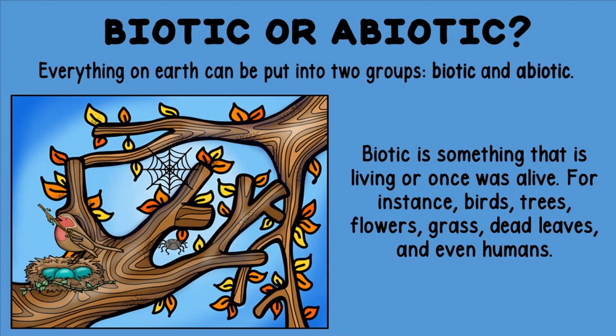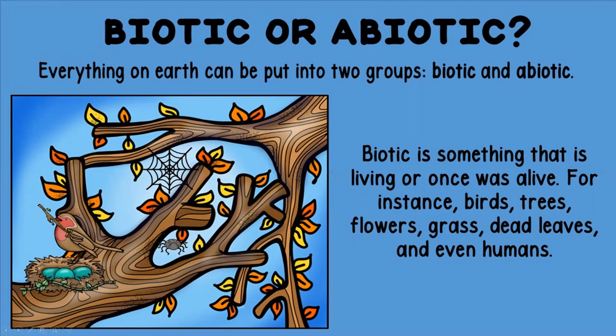Biotic is something living or something that was once alive. So that would be like birds, trees, flowers, grass, dead leaves, because they were once alive, and even humans. We are alive. I know that's a shock, but we are living. Let's go to the next slide.